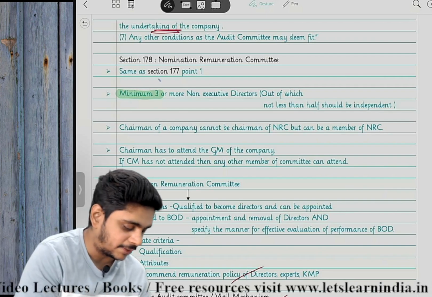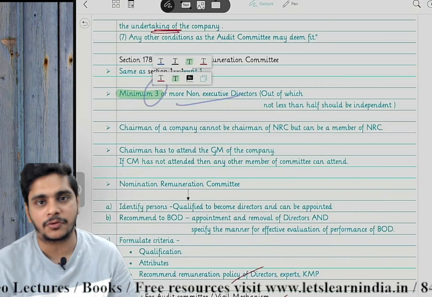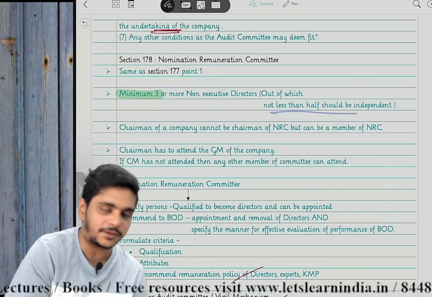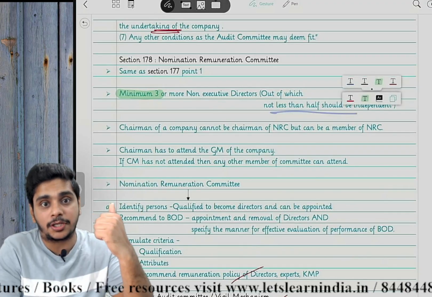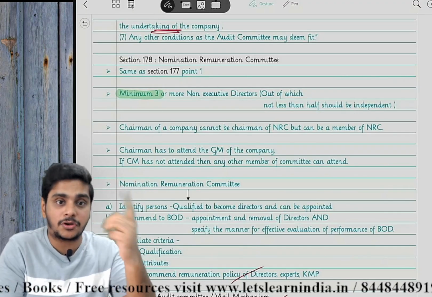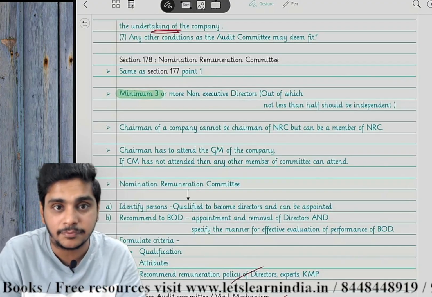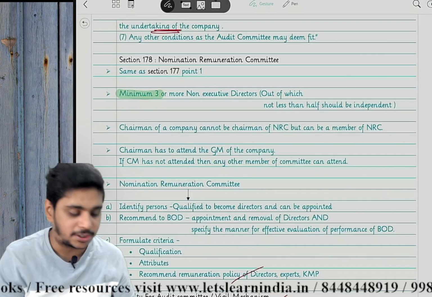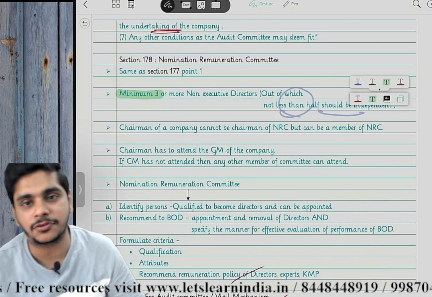How many people will sit? Minimum 3 or more non-executive directors, out of which not less than 1/2 should be independent. Not less than 1/2 means minimum. There it was majority should be independent. Here also it was 3, majority independent. Here minimum 3 non-executive directors, out of which minimum half should be independent.